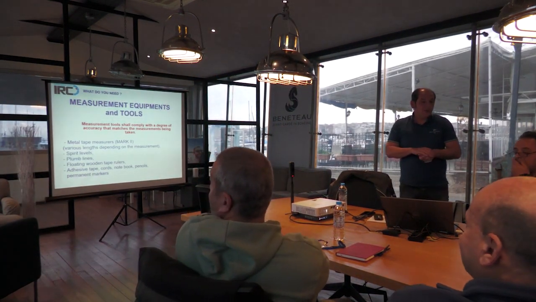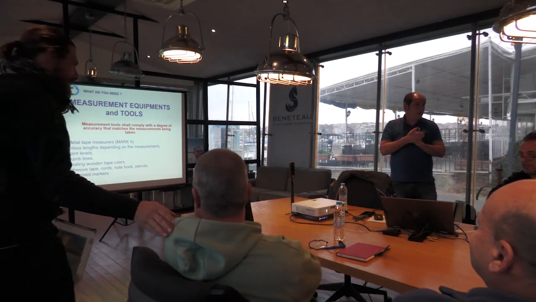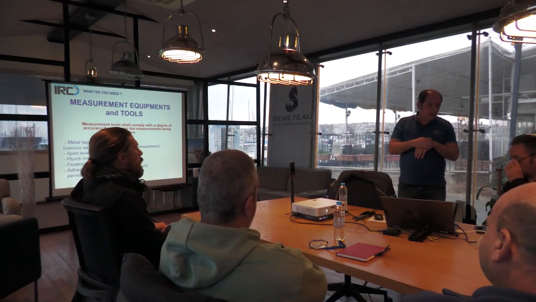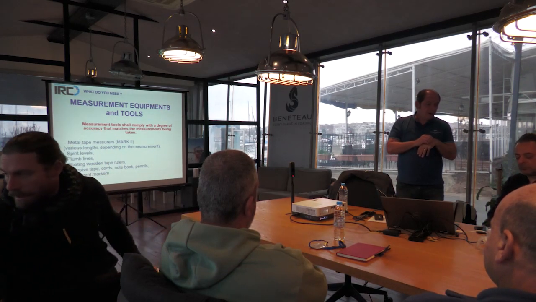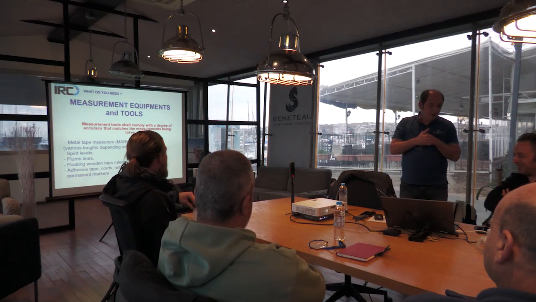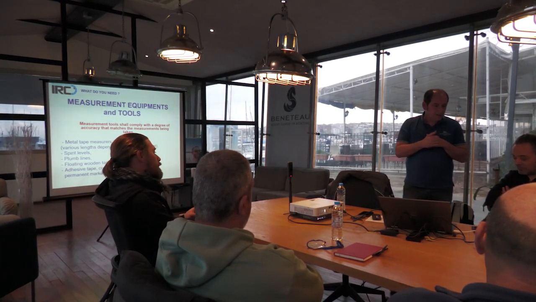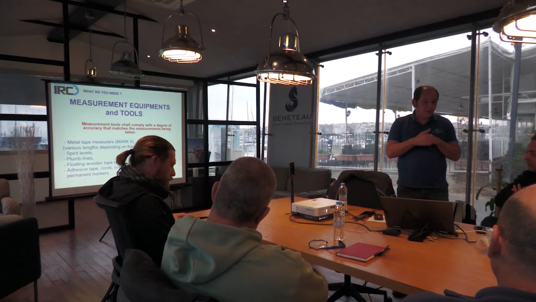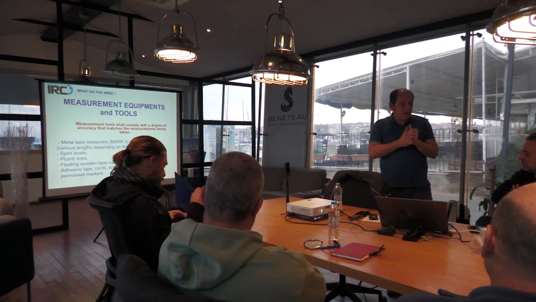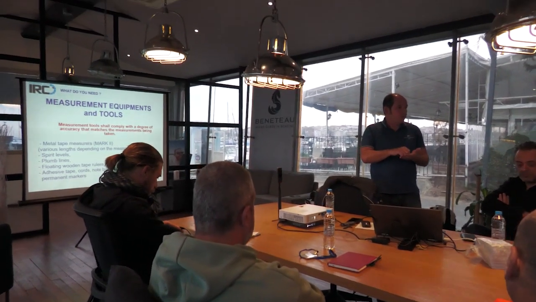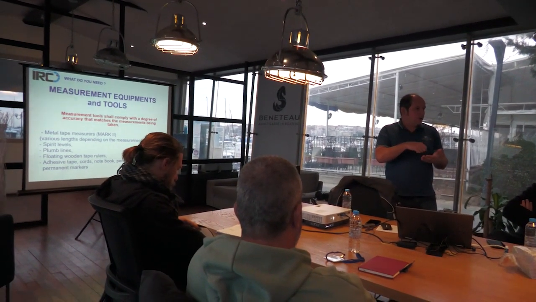Of course, after that you need some tools for measurements. You will need a metal tape measure. You will need spirit levels, plumb line, floating wooden tape rulers, things like that, and small things like adhesive or, of course, notebook, pencil, permanent marker for when you have to write the measurement on the sails.